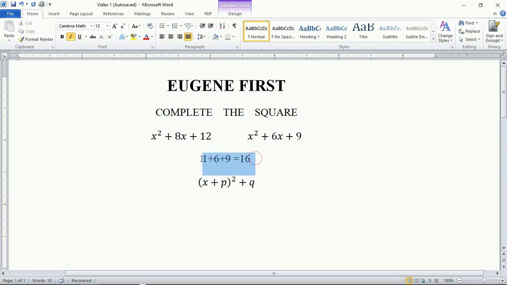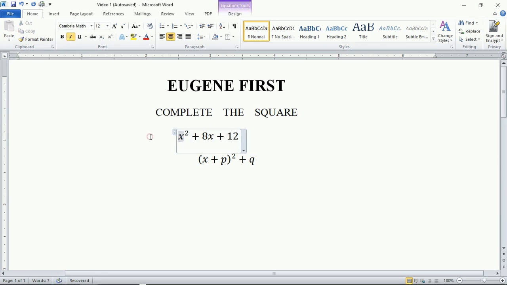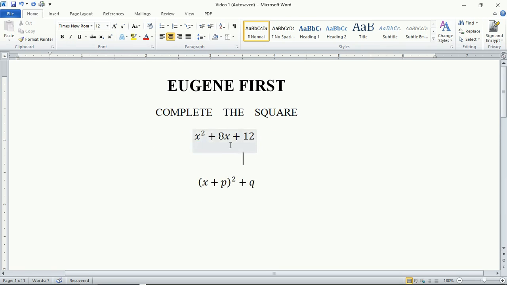So what we're going to do first is complete the square of this one, and later, in the second video, we can do the other one. So let's just get rid of this one for now. Alright, so where do we start? We start by introducing the B part. So we are going to start off by introducing two terms here.